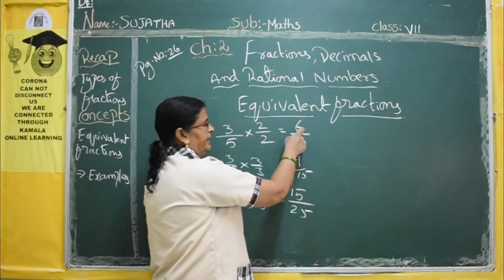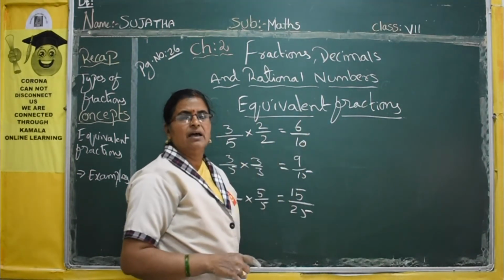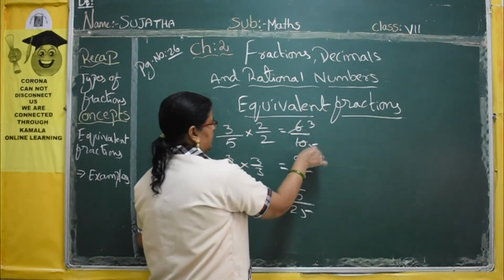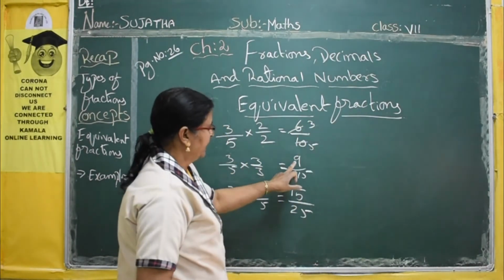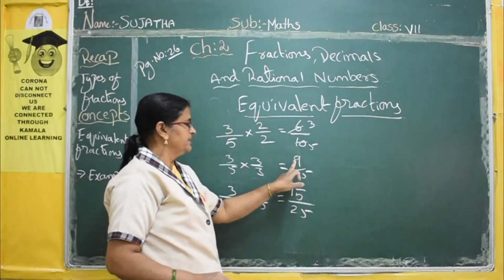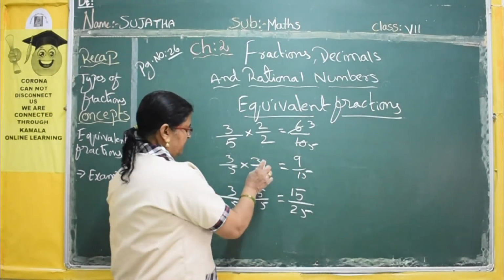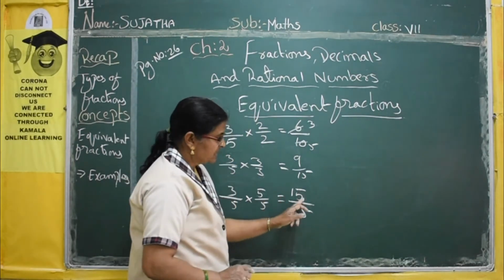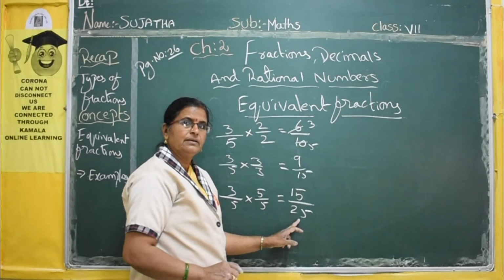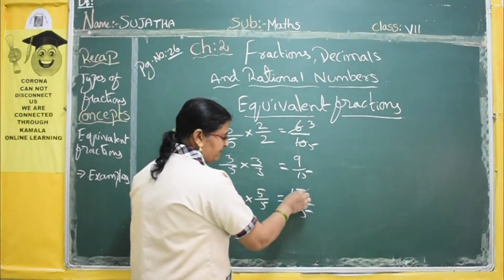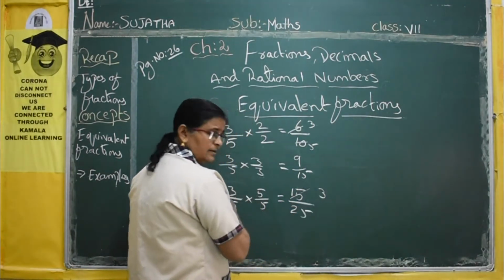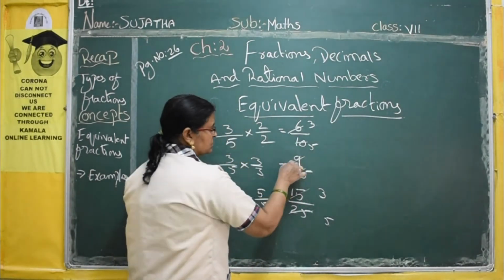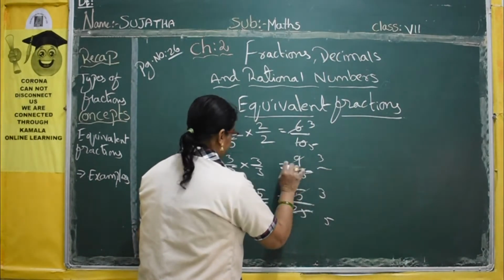See, if you divide, 6 and 10 have the common table 2. 2 3s are 6, 2 5s are 10, so 3 by 5 only you are getting. Again, if you divide 9 and 15 by 3, 3 3s are 9, 3 5s are 15, you will get 3 by 5. Again, what is the common table for 15 and 25? 5 table. If you divide by 5, 5 3s are 15, 5 5s are 25. 3 by 5 only you are getting. Here also 3 by 5 only you are getting.